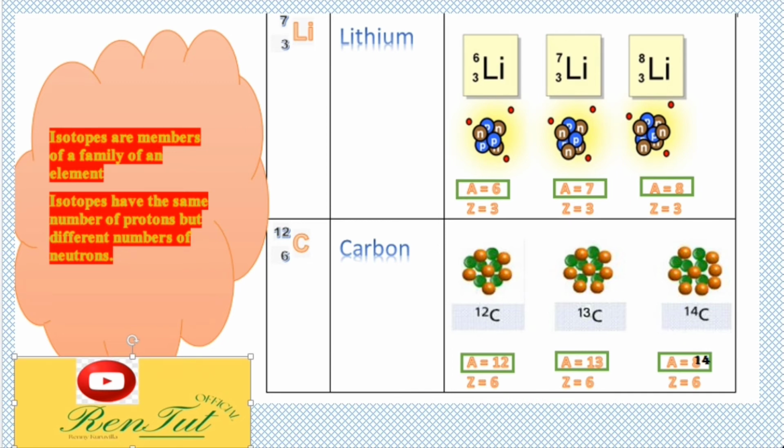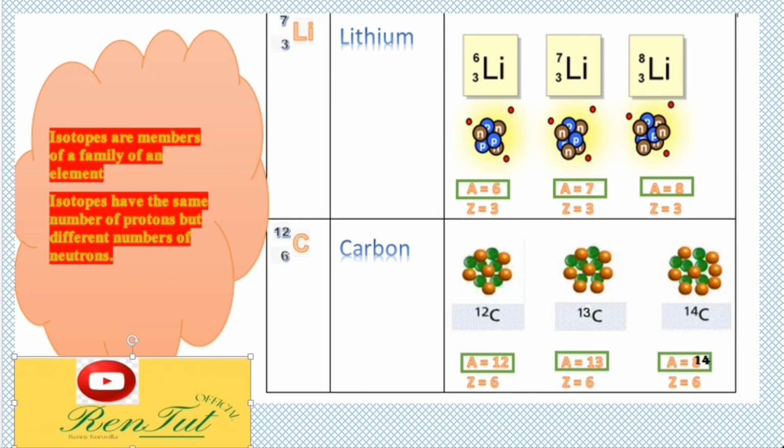In the first case, A is equal to 6. In the second case, A is equal to 7, and in the third case, A is equal to 8. So the only difference is in the number of neutrons present, because A is equal to Z plus N. The number of neutrons is different in all three cases. So there are three isotopes: in the first A is equal to 6, in the second A is equal to 7, and in the third A is equal to 8.